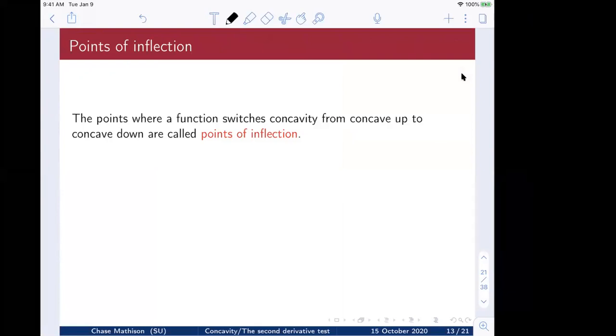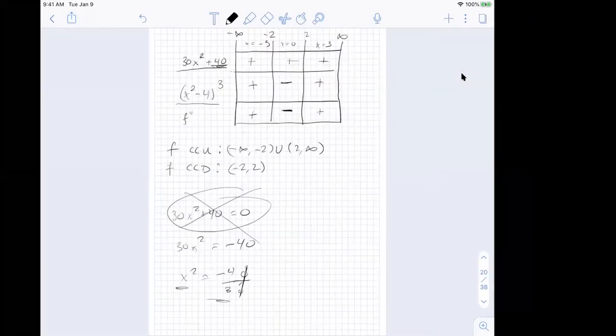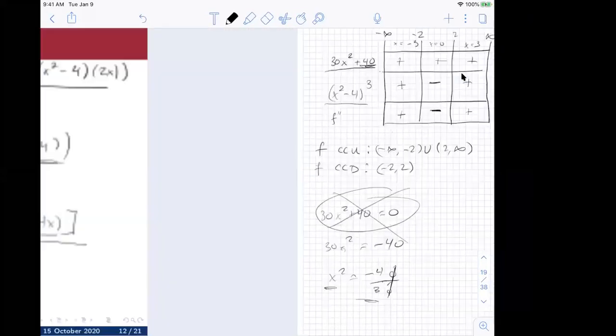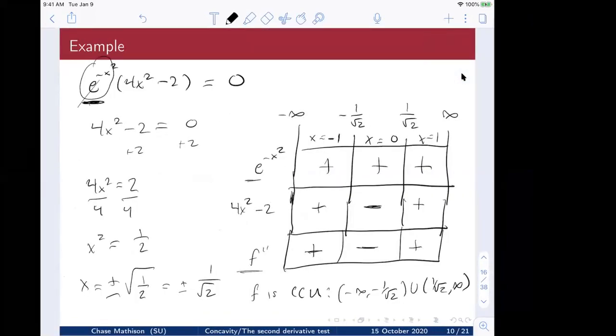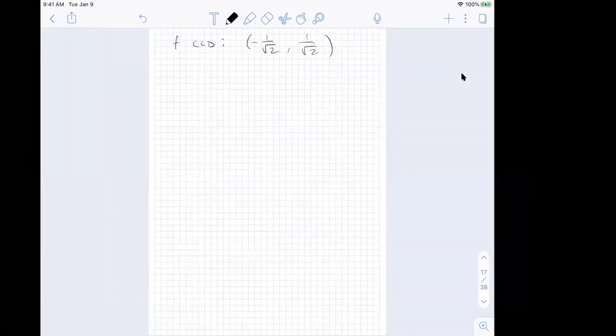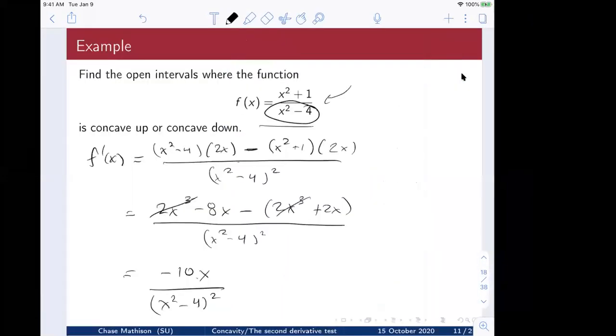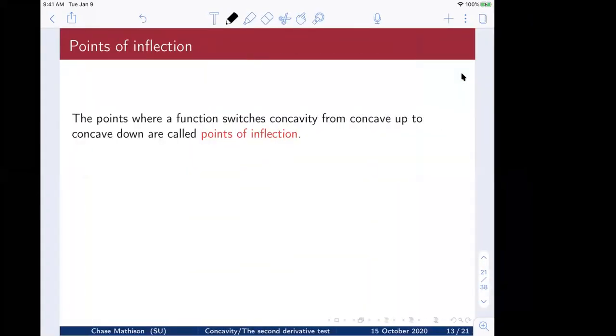So there are special points back here, right? For this example, at x equals -2, we have a switch of concavity, and at x equals +2, we have a switch in concavity. In this example, we had a switch in concavity at x equals -1 over the square root of 2, and at x equals +1 over the square root of 2. For that first example, really not the second example, those points where f switched concavity are called points of inflection.